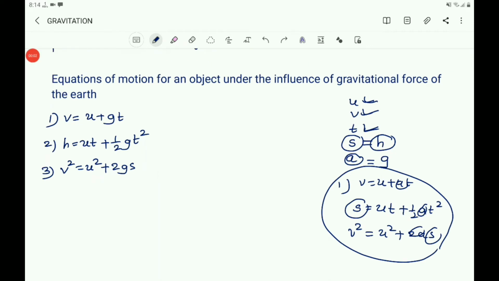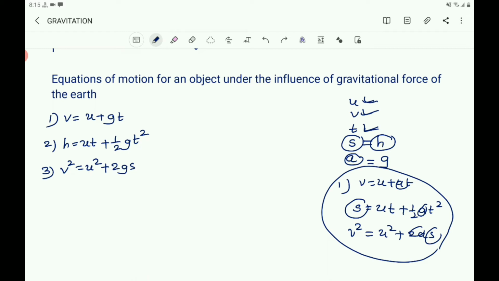Here we have to note that the only difference between the equations of motion for objects moving along a straight line is that in place of acceleration a we have to write the acceleration due to gravity g. So what is the only difference? The only difference between the equations of motion for an object moving in a straight line is that in place of a, what you have to write?